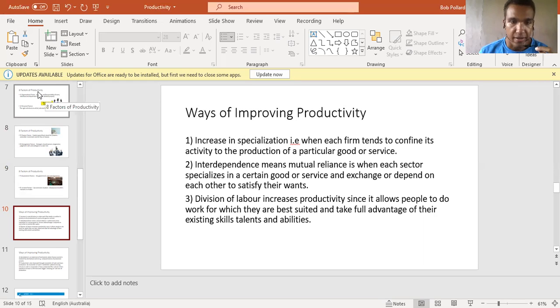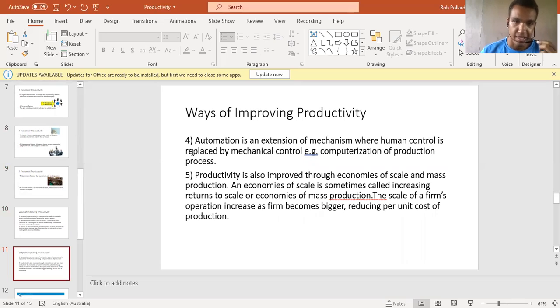Number 3, division of labor increases productivity since it allows people to do work for which they are best suited and take full advantage of their existing skills, talents, and abilities. 4th, automation is an extension of mechanism where human control is replaced by mechanical control. Example, the computerization of production process.